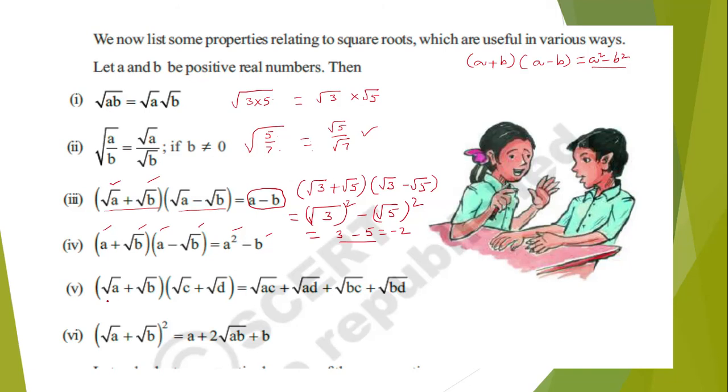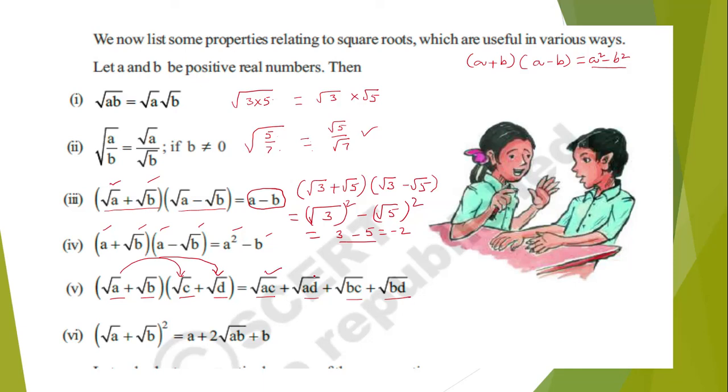Okay. Now we move to the fifth one, root a plus root b into root c plus root d. If there is a need to solve problems, we can use this property about square roots in real numbers: root ac plus root ad plus root bc plus root bd. You may multiply, as you already know. Root a into root c gives us root ac.